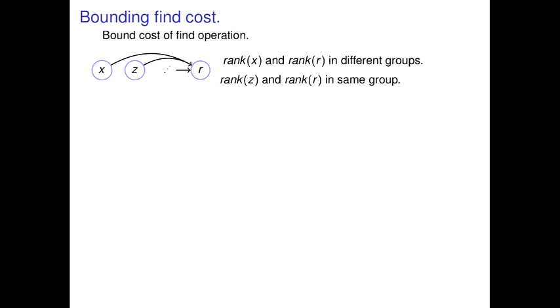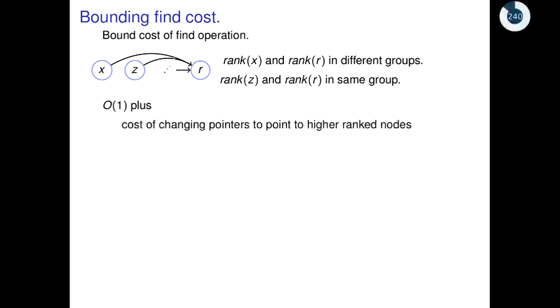So there's two kinds of pointer changes in a find. Either you start pointing to somebody in a different group, or you point to somebody in the same group, the same group of ranks. They're definitely higher, but they're the same group. So there's some O of 1 because you have to do something when you call find, and then the cost of changing pointers to point to higher ranked nodes. That's all there is. The 0 ones may change their pointer, but we don't care about the 0 ones. There's only one of them in the find.